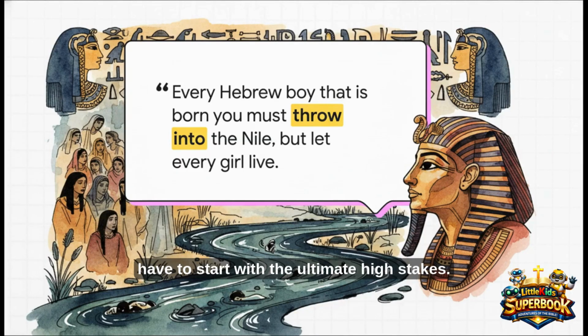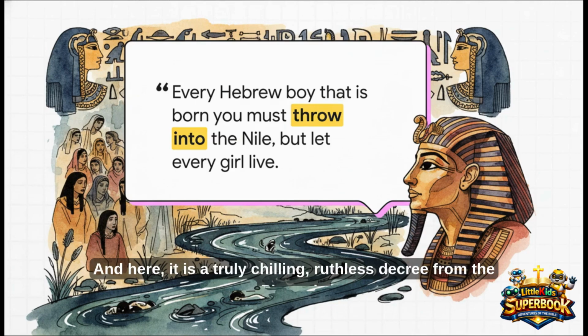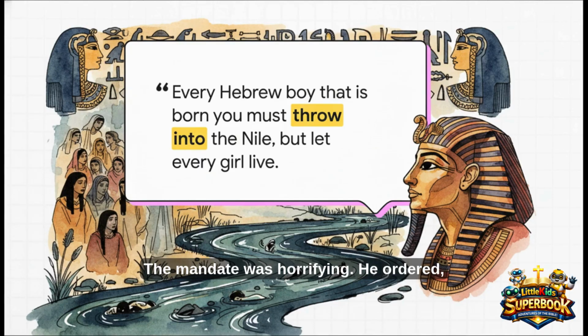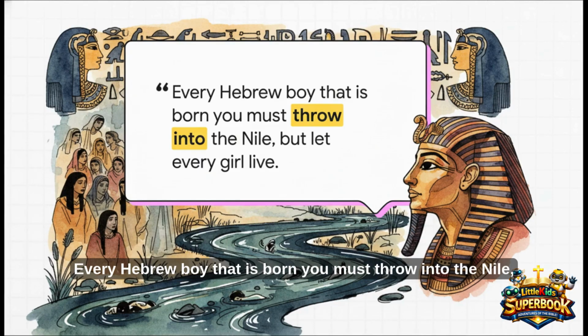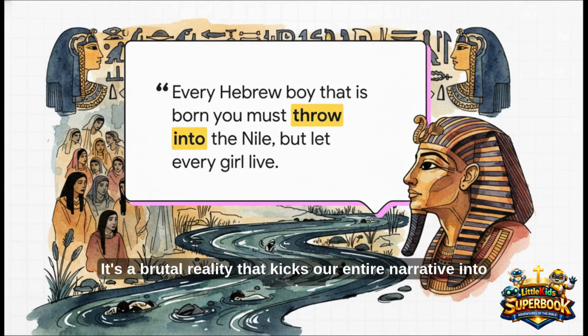We have to start with the ultimate high stakes, because every great narrative begins with an inciting incident, right? And here it is, a truly chilling, ruthless decree from the Pharaoh. The mandate was horrifying. He ordered, "Every Hebrew boy that is born you must throw into the Nile, but let every girl live." It's a brutal reality that kicks our entire narrative into motion. It's literally an organized campaign of annihilation.